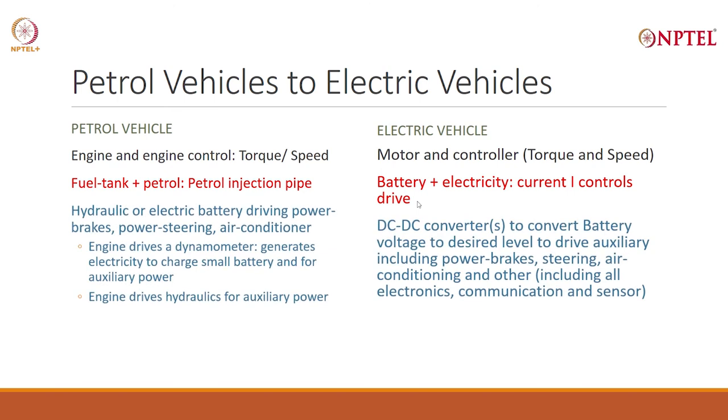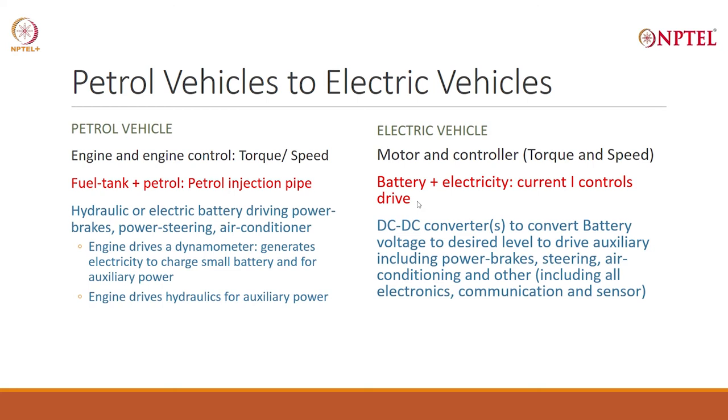Then, in a petrol vehicle, you have hydraulic or electric auxiliary power. Once you drive the engine, you can convert that power into hydraulic power, and hydraulic power can be used for all kinds of things. As I told you, power brakes, power steering, air conditioner. Or you use a dynamo to create electric power, put in a small battery, and then that electricity can be used for all auxiliary power. It can drive your power steering, brakes, air conditioner, all communication devices, etc. So, this is what is done in a petrol vehicle. The engine drives hydraulics for auxiliary power.